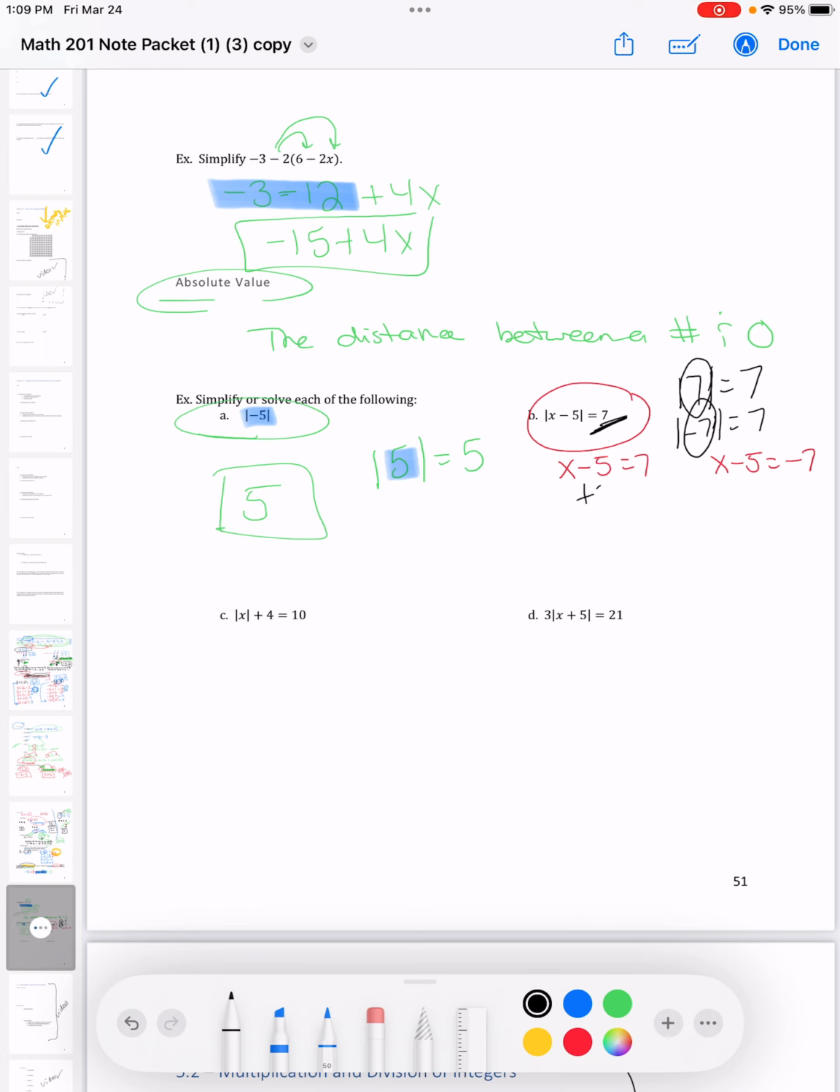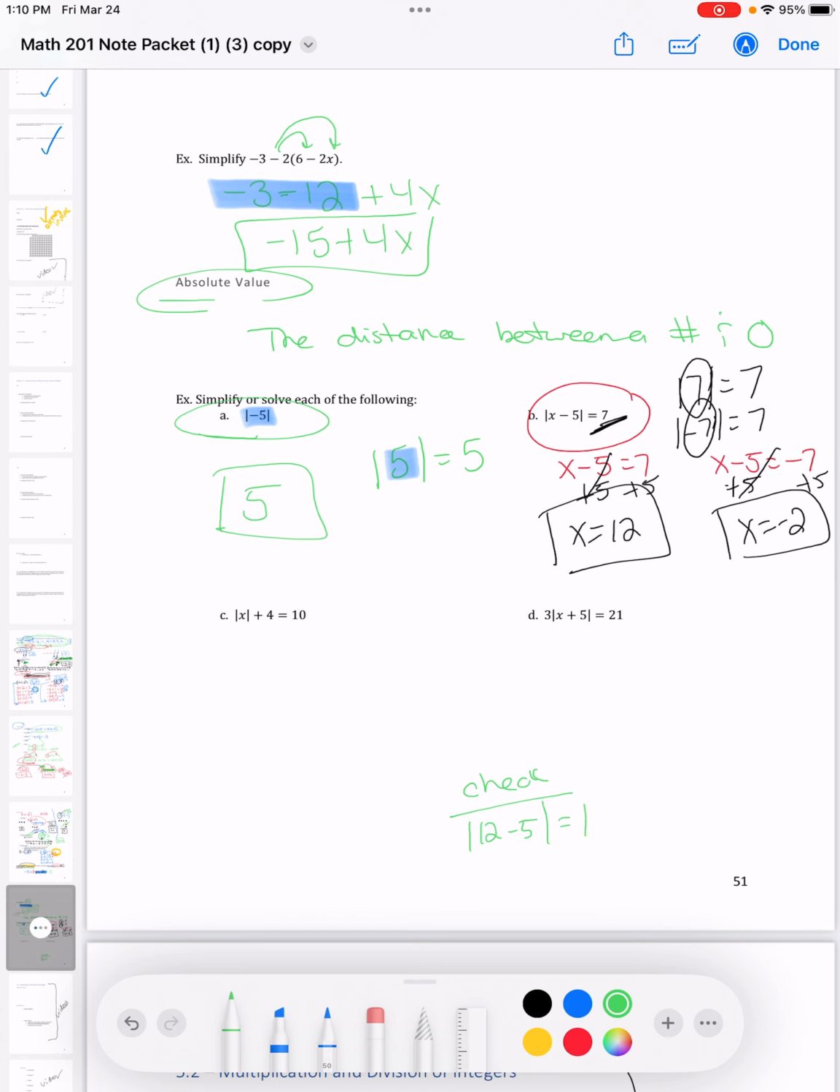I'll do a little bit of algebra, not a whole bunch. And I get 2 possible answers. I'll check on this one, it's not something that's required, but if I were to plug in 12, that gives me 7. And if I were to plug in -2, that also gives me 7. So both of these numbers work.